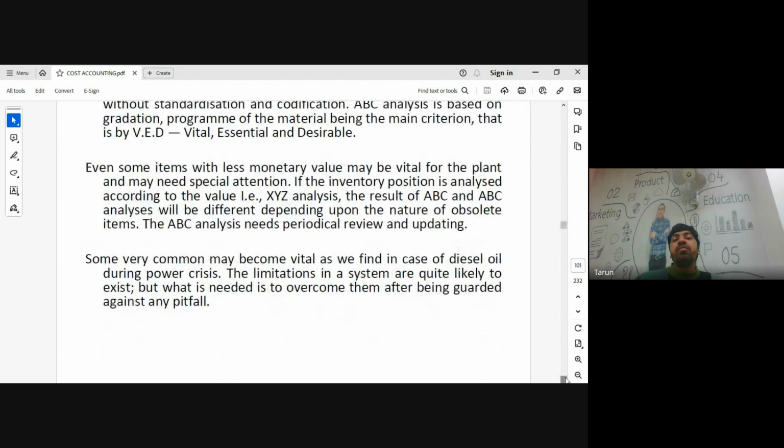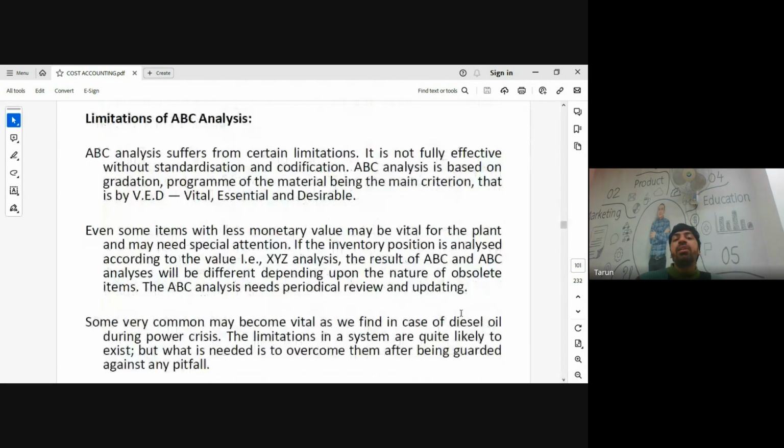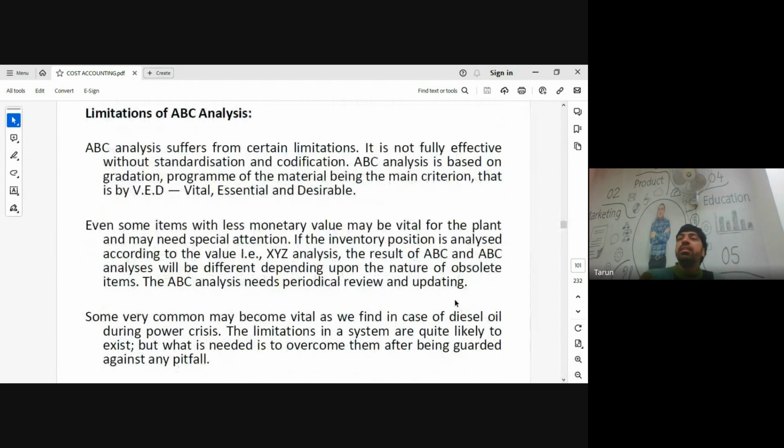Now we always talk about how one item always has positive and negative records, so definitely the ABC analysis tool will have some advantages and disadvantages as well. So these are the three main disadvantages of ABC analysis. ABC analysis always has some limitations, in that it will not be fully effective when it comes to standardization and codification.